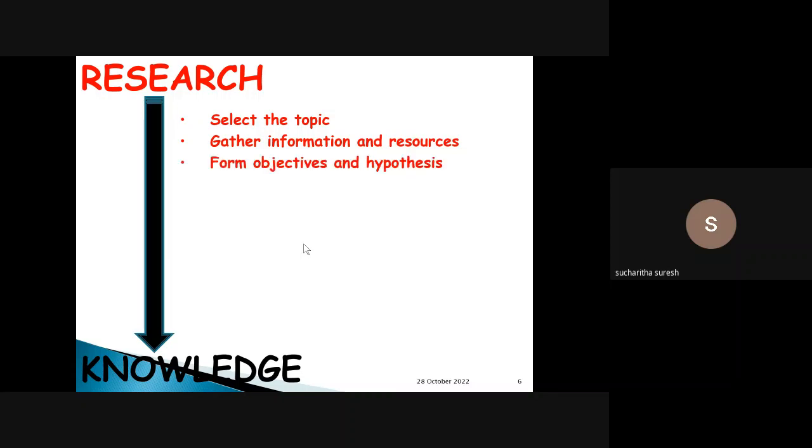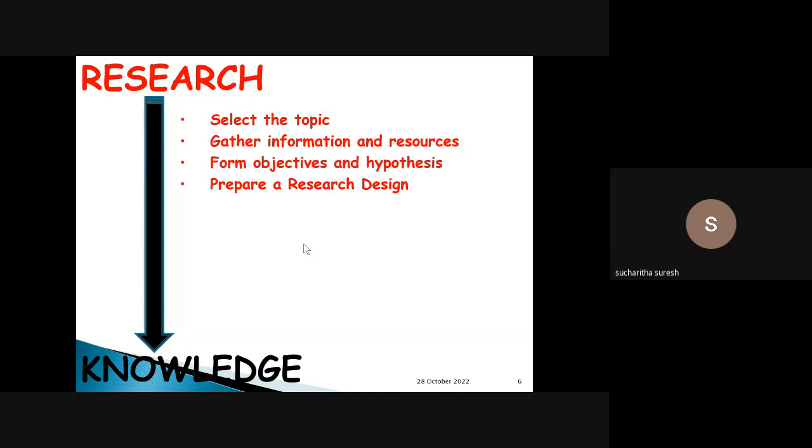And we know that to conduct research there is a methodology with various steps, and in each step there are methods for how it has to be achieved and which components have to be taken care of. We have seen all that in the previous presentation. So first, select the topic, then gather the information and resources, that means an extensive literature survey. From that, we can identify a gap, and then form our objectives and the hypothesis.